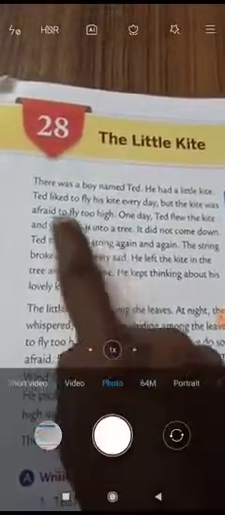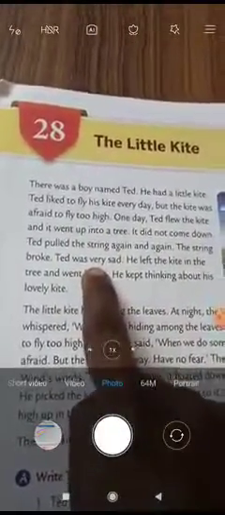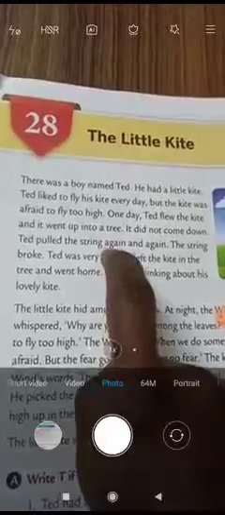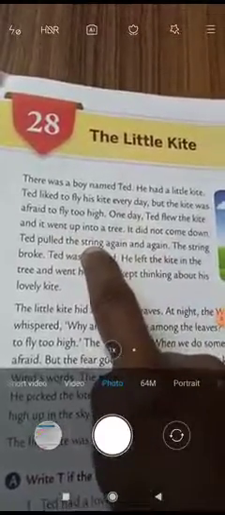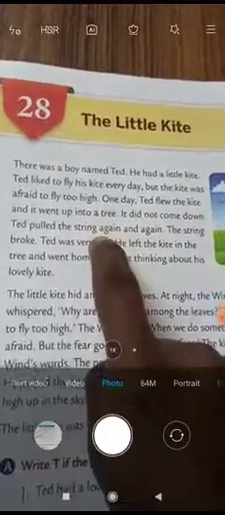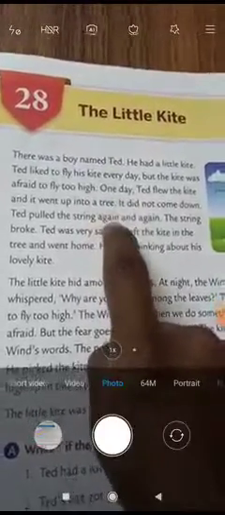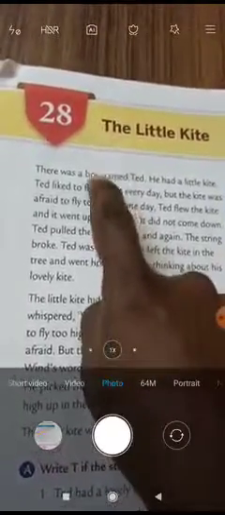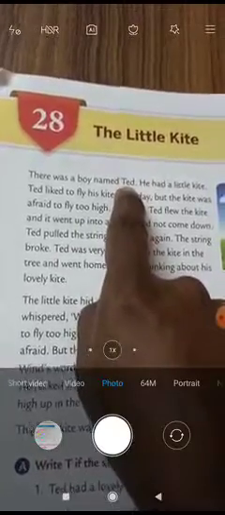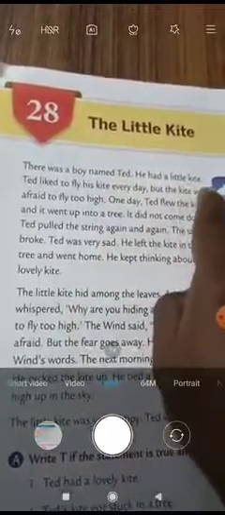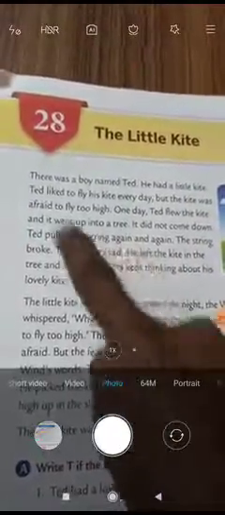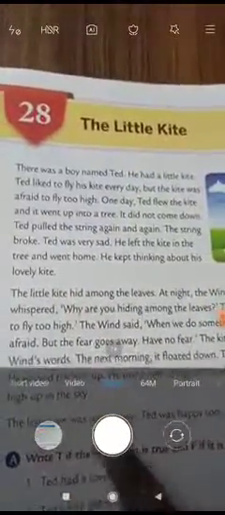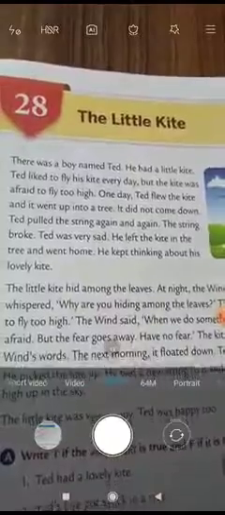See children, when we are reading this paragraph, it is not just the reading. We should understand what we are reading, and when any type of question is asked based on this paragraph, you should be able to answer it if you have understood the passage. So if I ask you, what was the name of the boy? You will say the name of the boy was Ted, right? What did he have? He had a little kite. So like this, you will be asked questions based on the paragraph. So let's continue this passage and answer the questions that are asked in the book after this passage.